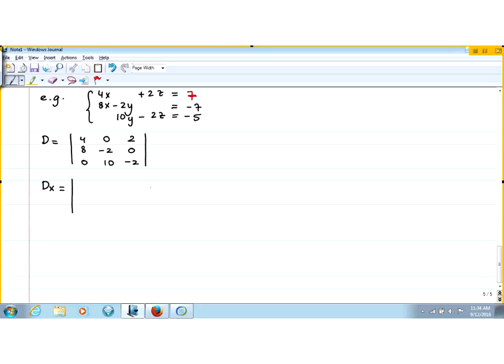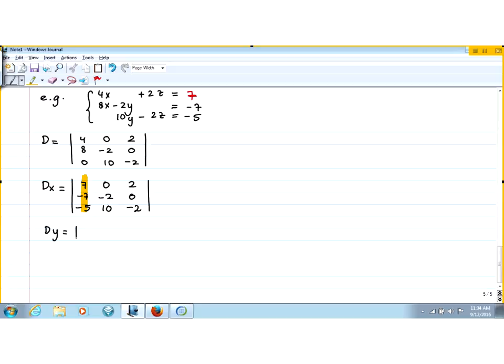Now, what about D sub x? And then I remember, D sub x, the x I have to change. So what am I supposed to write here? 7, negative 7, negative 5. Yes. And then the other ones are the same thing. The y is 0, negative 2, 10. The z is 2, 0, negative 2.